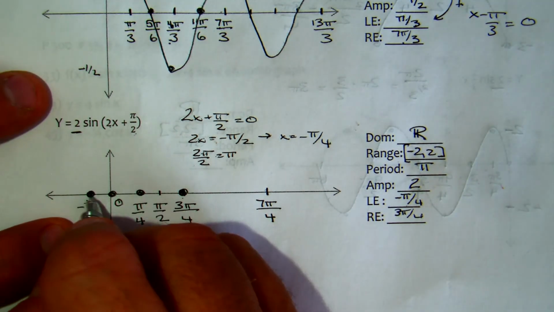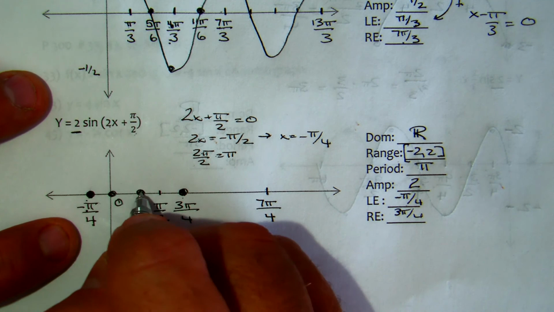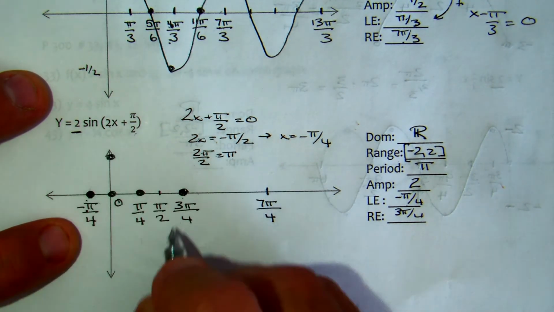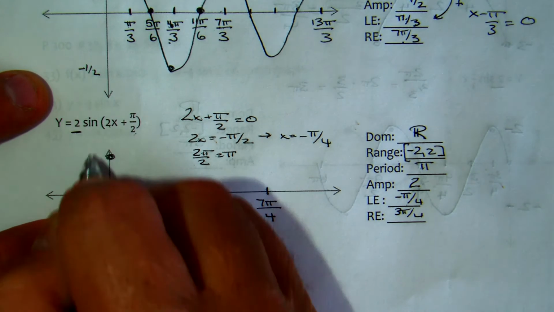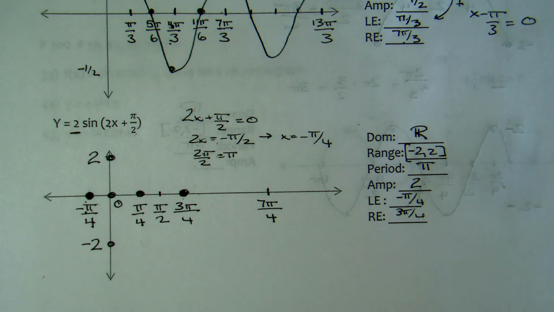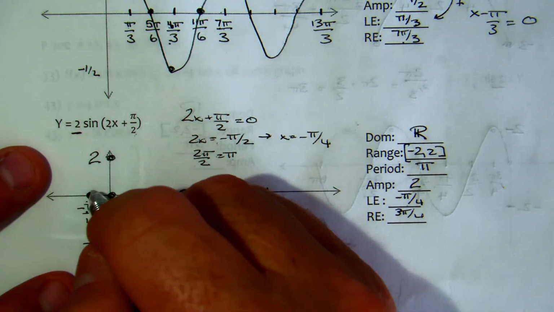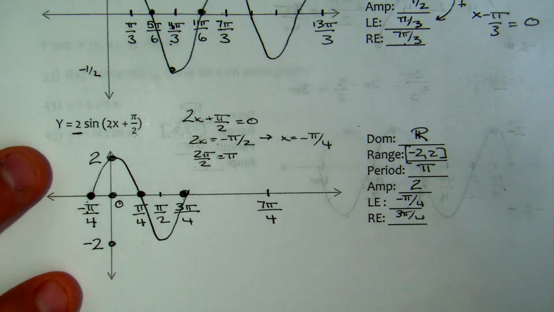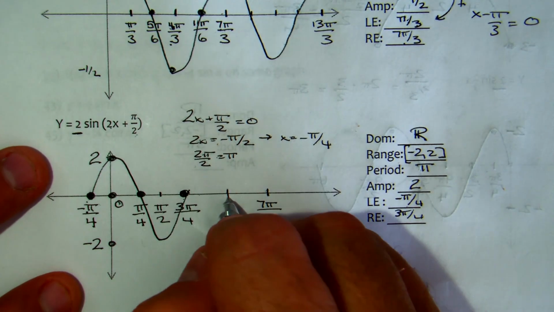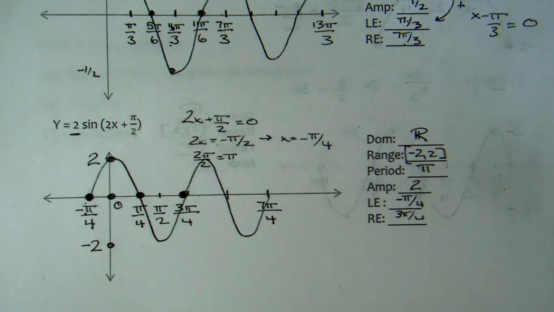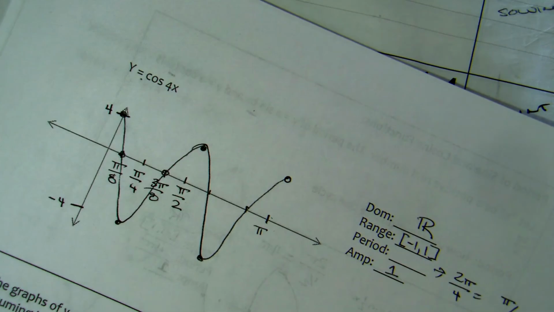Sine starts at 0. Halfway is 0, ends at 0. Quarter point is at its max. 3/4 point is at its min. Because the amplitude is 2, we're going to go from 2 to negative 2. And then we're just going to repeat ourselves with an eyeball. Doesn't have to be exact. Boom. All right.